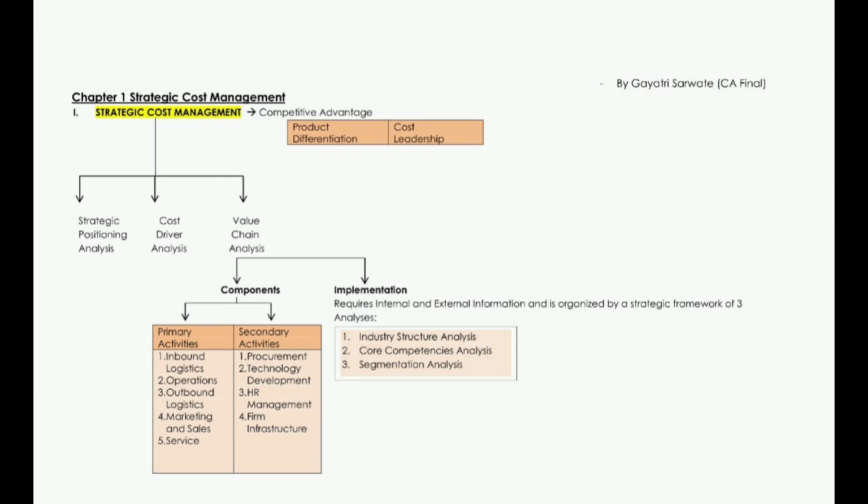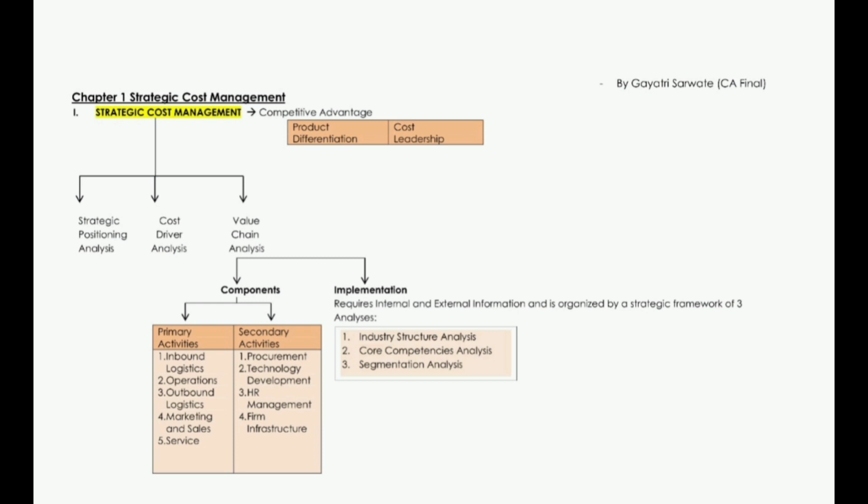Let's begin with the revision of chapter number 1, Strategic Cost Management. For a business to be successful, it needs to have an edge over others. The ultimate objective of a business is to earn better profits and create value for the stakeholders. Strategic cost management is the application of certain management techniques so that the strategic position of a business as well as its costs can be controlled.